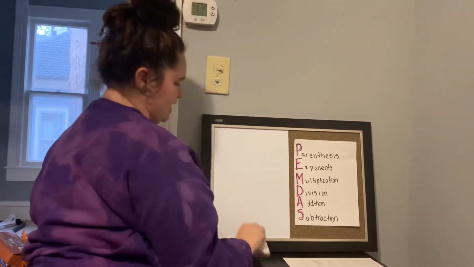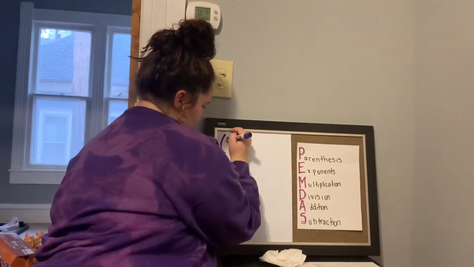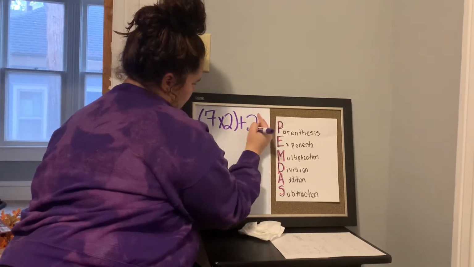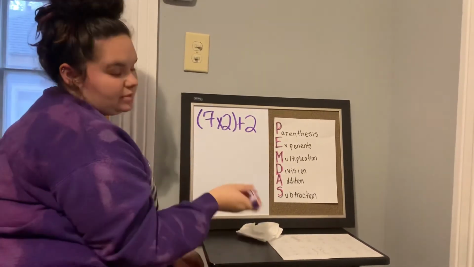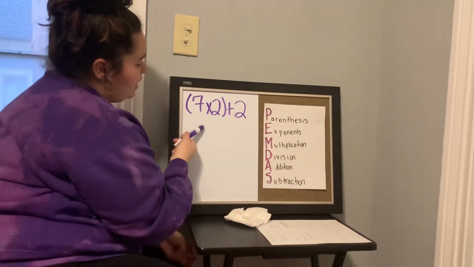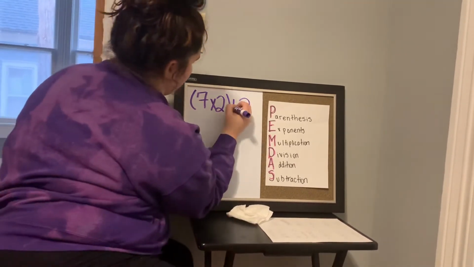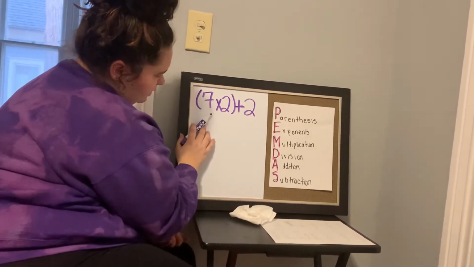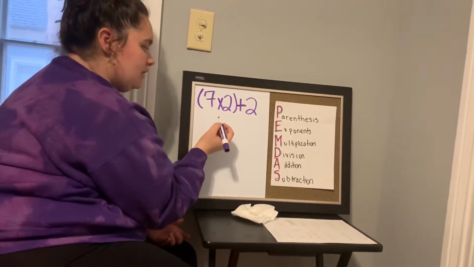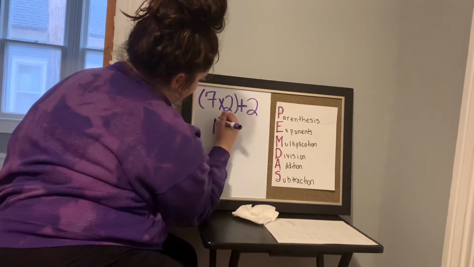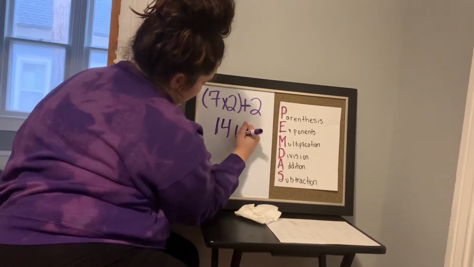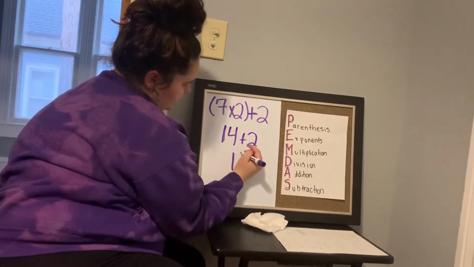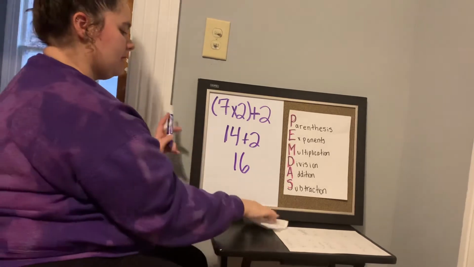Let's try a similar one now. So we have 7 times 2 plus 2. So this one is similar because it has parentheses, but this one has multiplication. So let's see. We have parentheses again. So it doesn't really matter that it's multiplication because it's in the parentheses. So no matter what, we do that very first. So 7 times 2 is 14 plus 2. We brought that down, so now we do our addition, which is 16. All right.